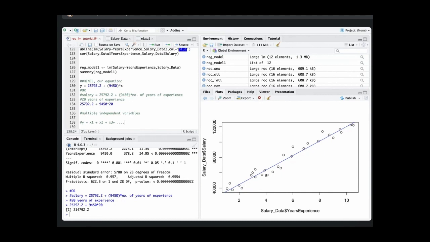Okay, and yeah, Vasundhara, do you have a question? Yeah, Ritik, you just wrote y is equal to x1 plus x2. Could you just let me know what that means?